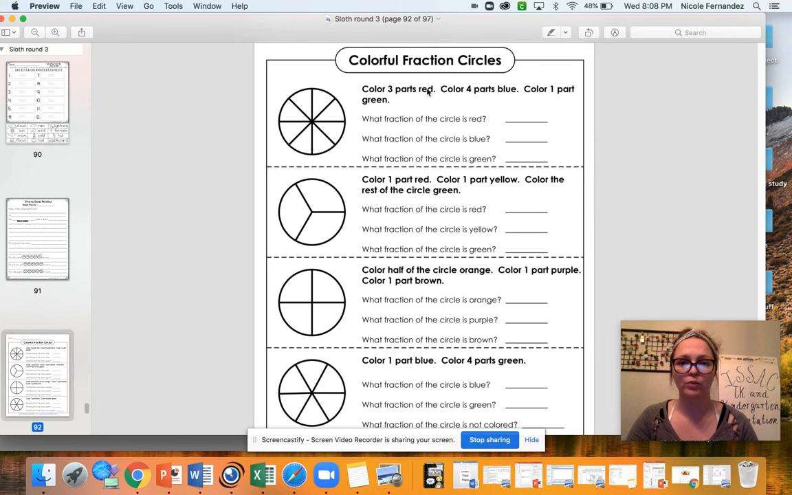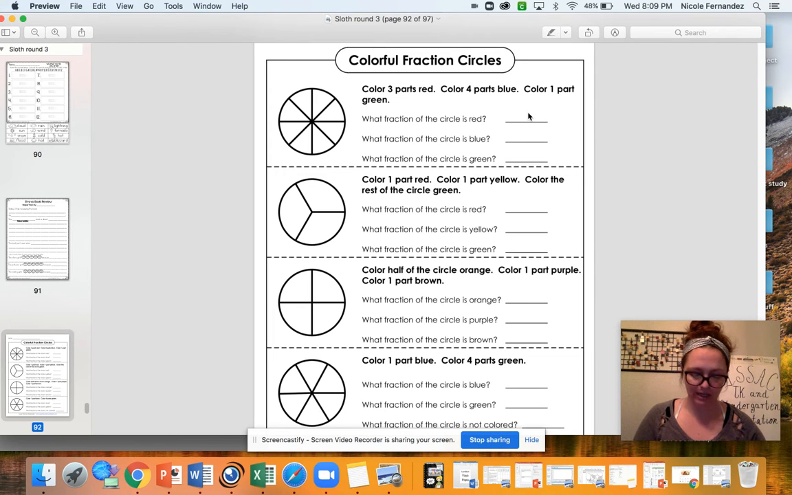It says color 3 parts red. That means you're going to color in 3 pieces red. 4 parts blue, 1, 2, 3, 4, and 1 part green. All of them should be colored in at that point. But then it says here, what is the fraction of the circle that is red? Now, whenever we write fractions, we always have to have the numerator, which is how many pieces we're counting, over the denominator, which is how many pieces there are total.